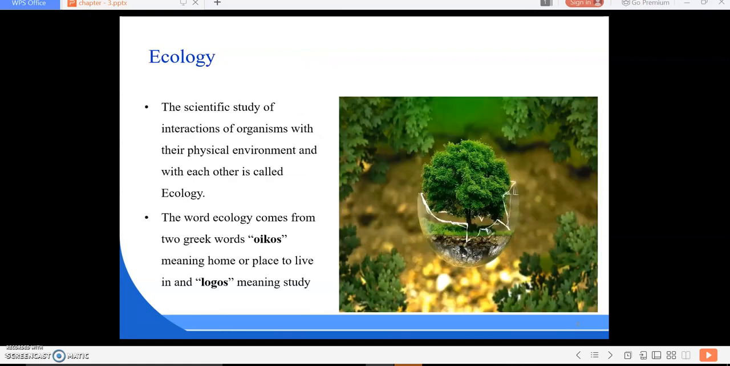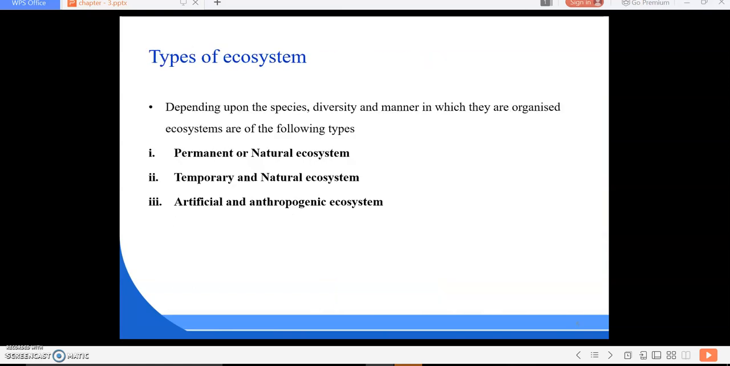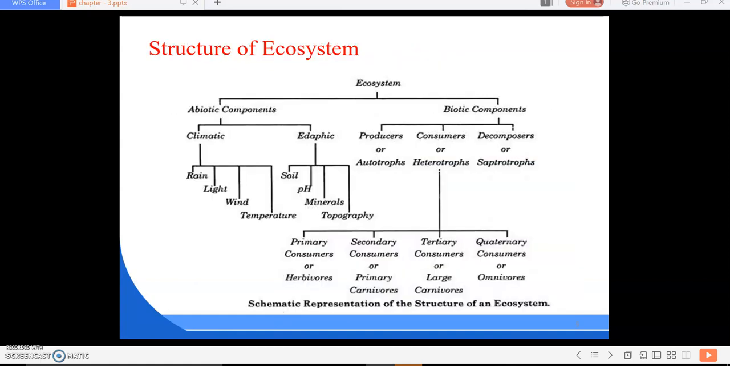Then we studied about ecology. Mainly, it is the scientific study of the interactions of organisms with their physical environment and with each other that is called ecology. Next, we studied the difference between ecology and ecosystem. Next, we studied the types of ecosystem.